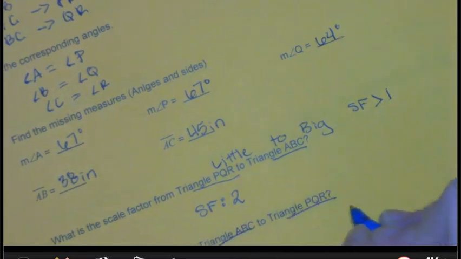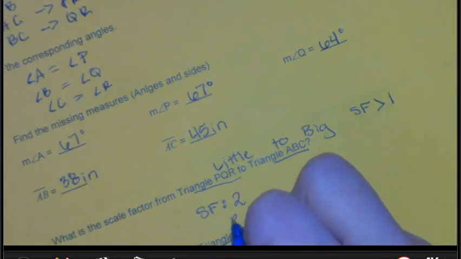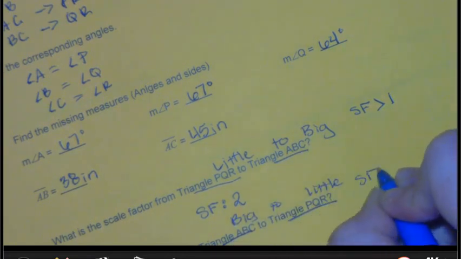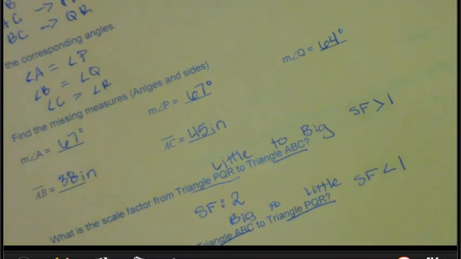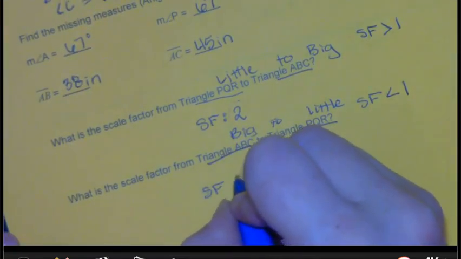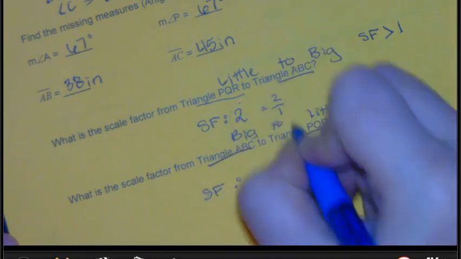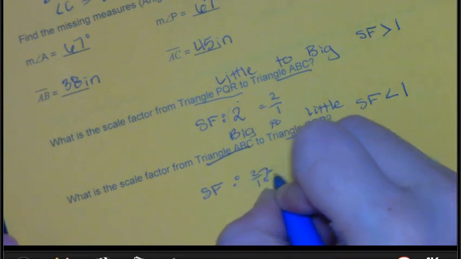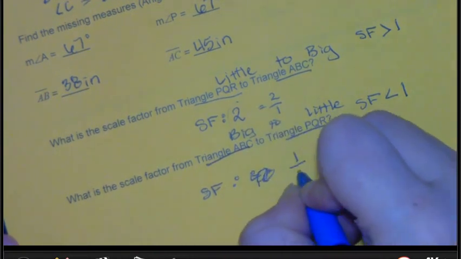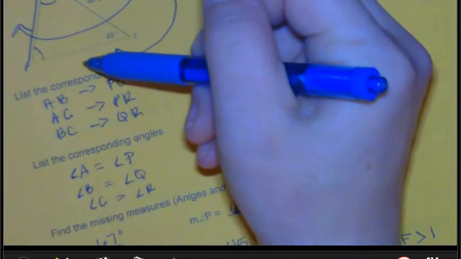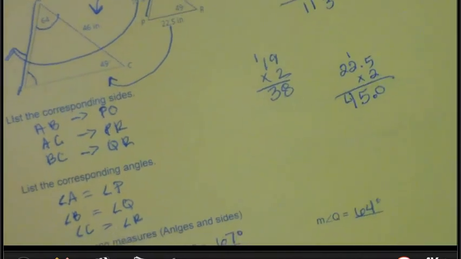If I'm going from triangle ABC to PQR, I'm going big to little. And this is when my scale factor needs to be less than 1, which means it's going to be written as a fraction. So what I do is I take this number and I'm going to find the reciprocal of this number, which can be written as a fraction of 2 over 1. And to find the reciprocal of 2 over 1, you're going to flip the two numbers to give you a scale factor of 1 over 2. So your scale factor from your big triangle down to your little one is 1/2.